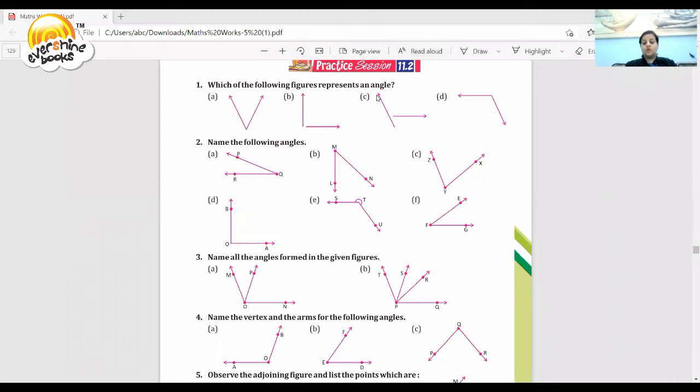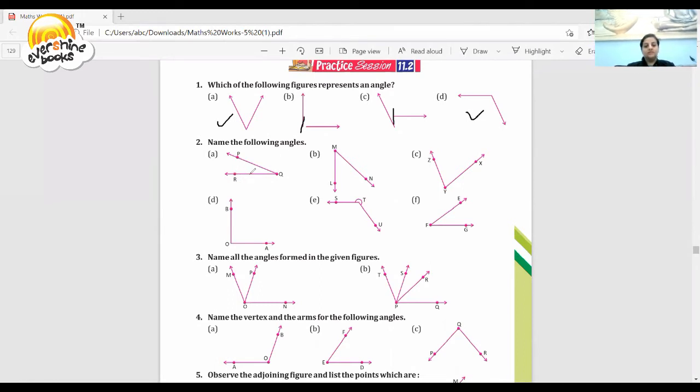Exercise 11.2 is all about angles. When two rays or two line segments meet at one end, it is called an angle. So it is an angle when two lines meet at one point. This is an angle right here. This is not an angle because there is a gap. This is also not an angle. This is an angle.